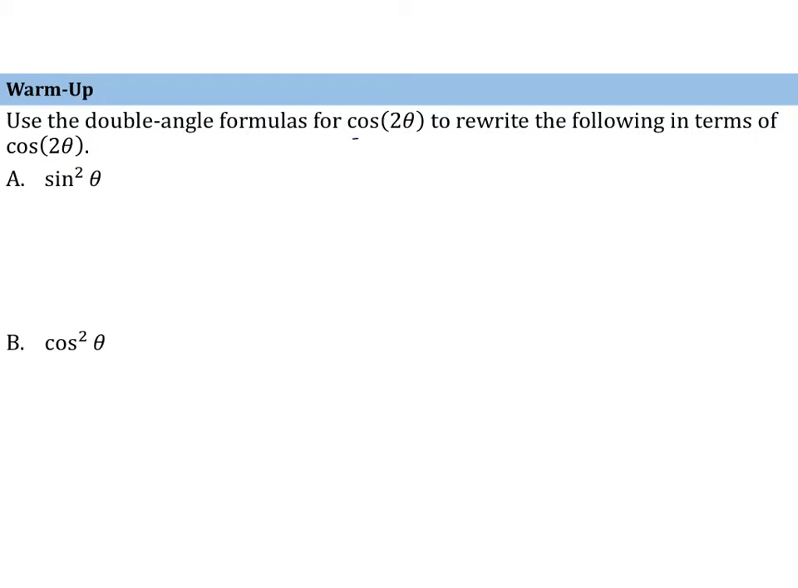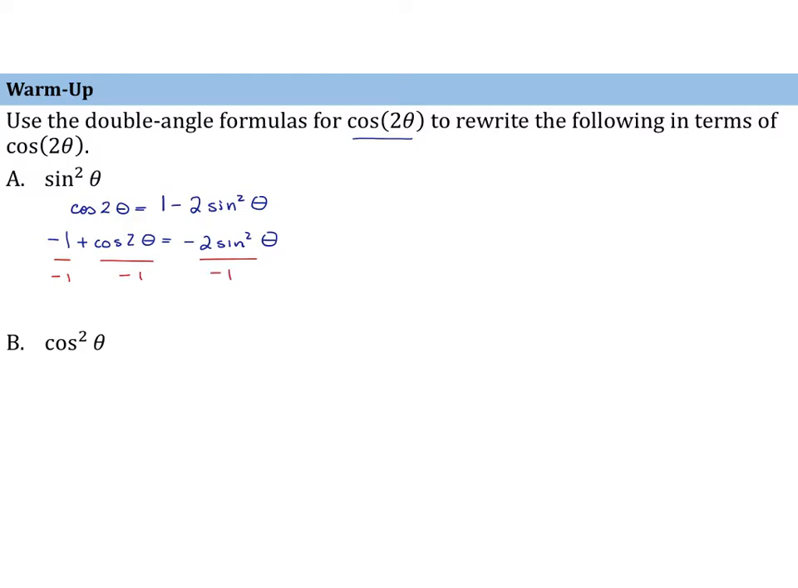So we will take a look at cosine of 2 theta, and we will rewrite sine squared of theta by using our double angle identity. So cosine of 2 theta using just sine squared of theta is 1 minus 2 sine squared of theta. But we can go ahead and solve that for sine squared of theta. So we can subtract 1 from both sides. Now, because we have a negative, let's go ahead and divide everything by negative 1. So we'll do that term by term.